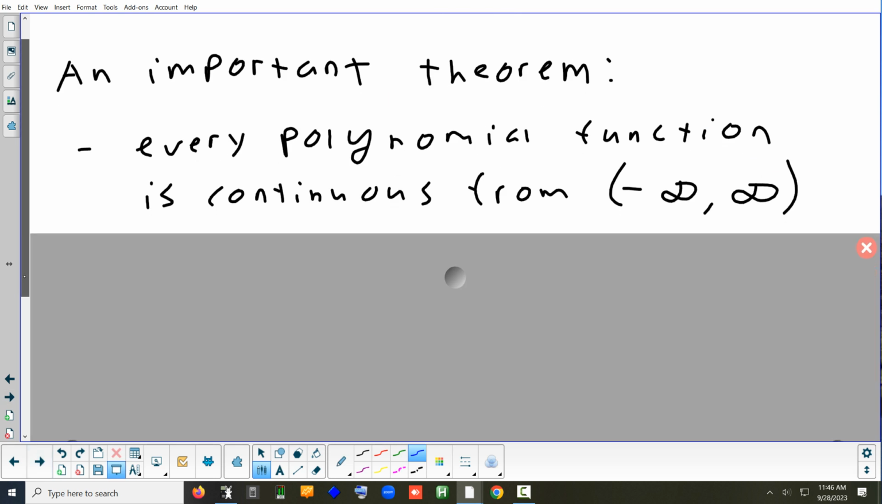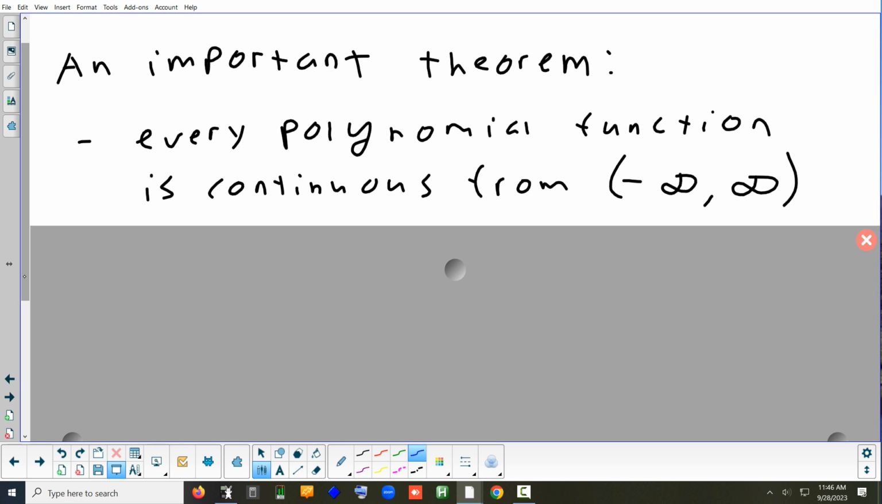I think we said that yesterday. Every polynomial is continuous from negative infinity to infinity because we said the domain was what? Yeah? All real numbers. Yeah, a domain is all real numbers. So if I ask you to draw a parabola or a cubic or something like that, you can always draw it without lifting your pencil. Every single polynomial. You never have to lift your pencil.